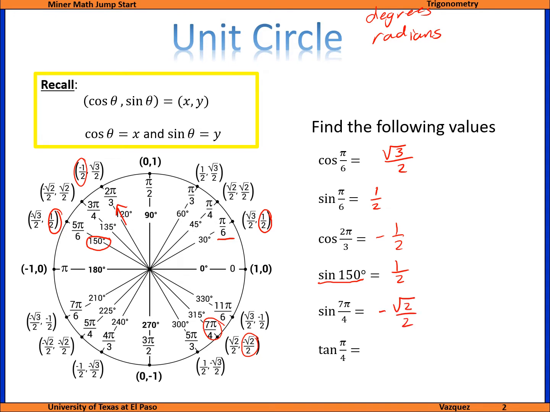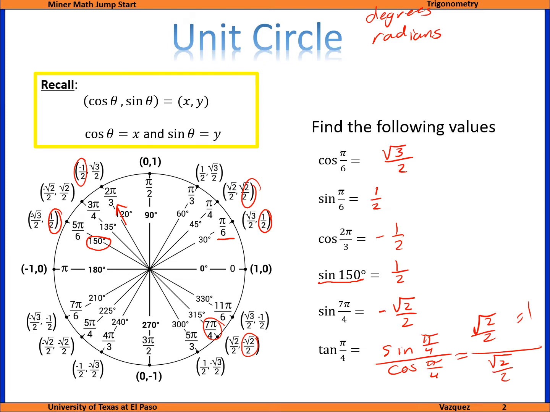The one that gets tricky is this one. Tangent, if you remember, is sine over cosine. And it's pi over 4. Since we have pi over 4, sine pi over 4 is square root of 2 over 2, over cosine pi over 4, which is also square root of 2 over 2. That'll equal just 1. I sped through these mostly because it's just identifying where everything is on the unit circle.